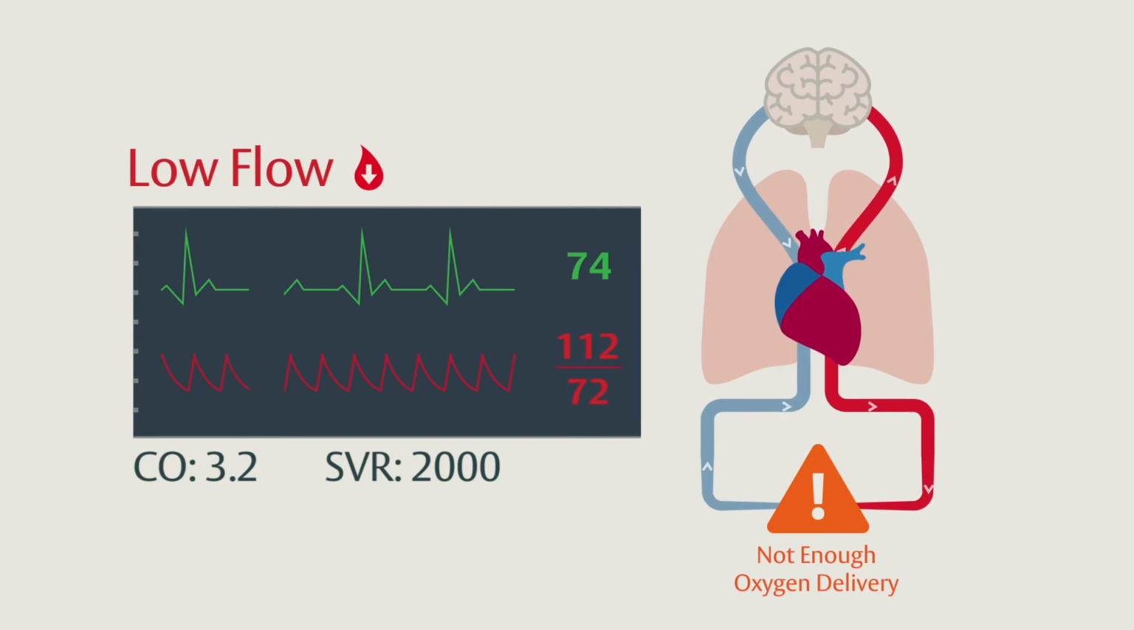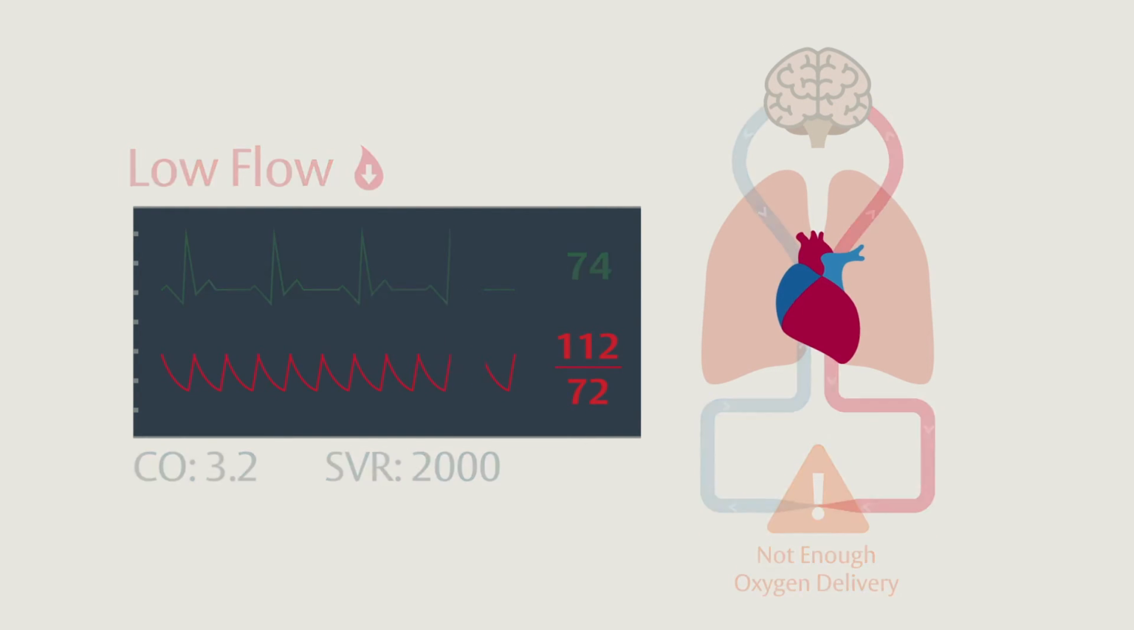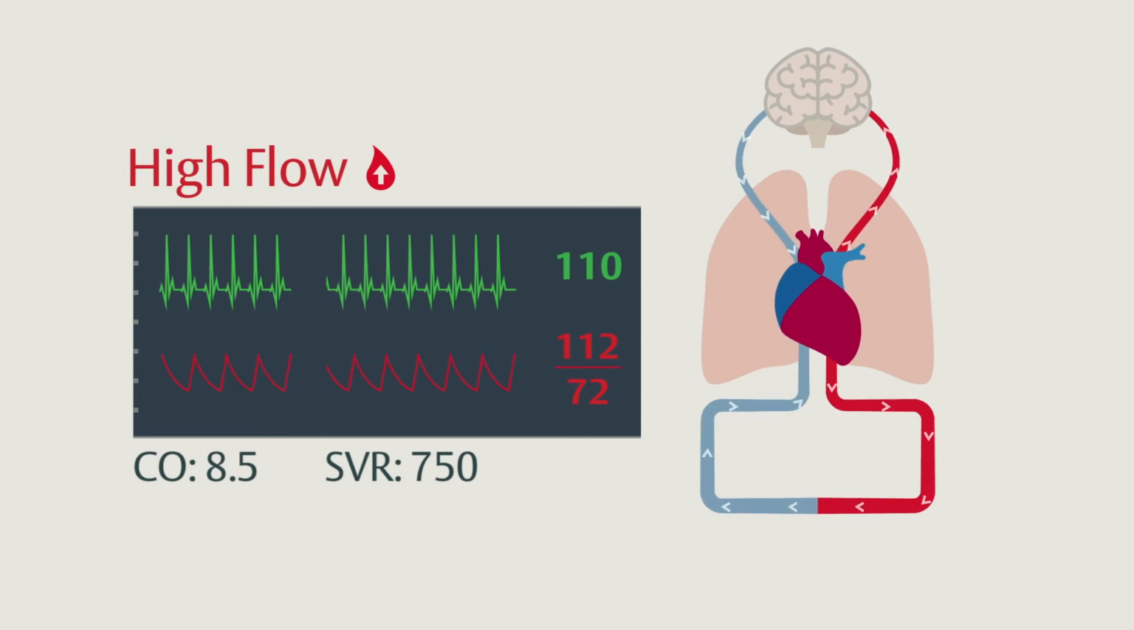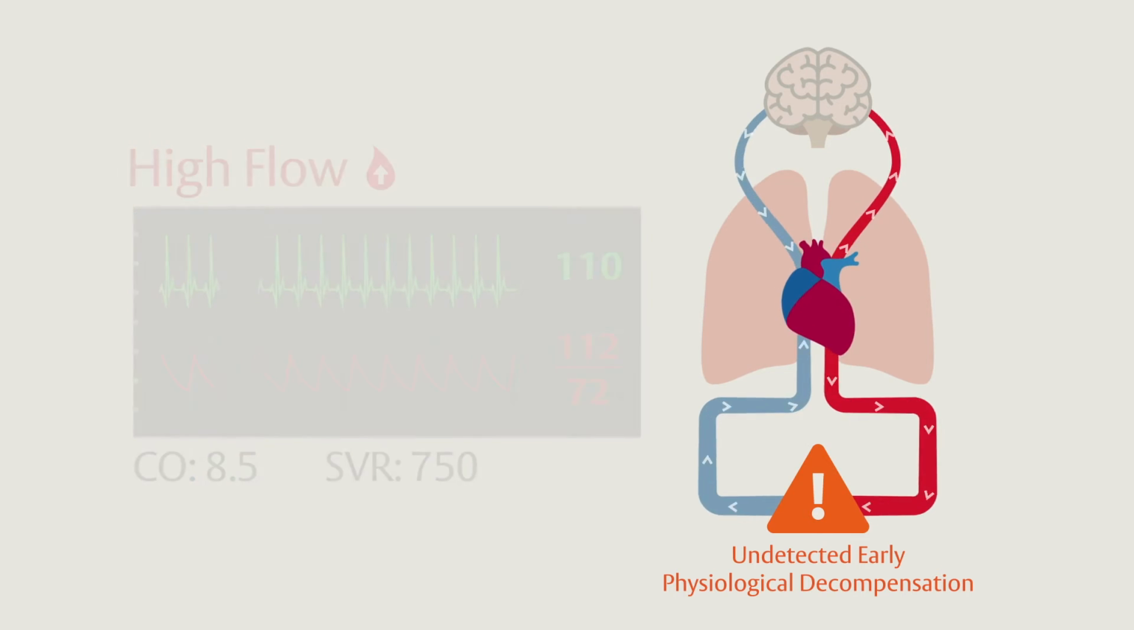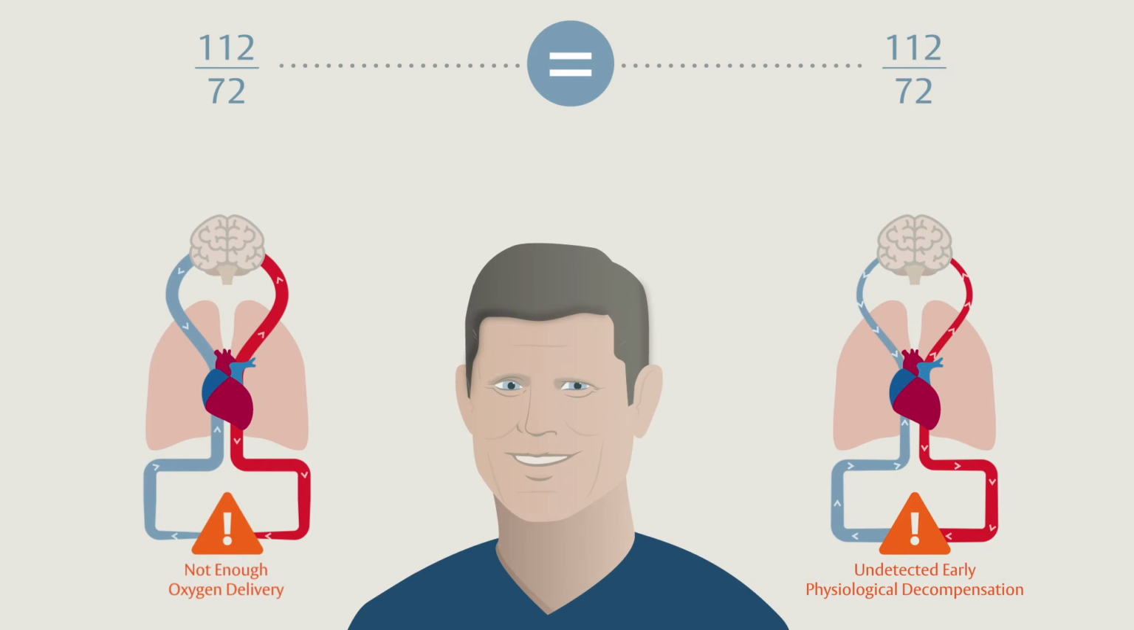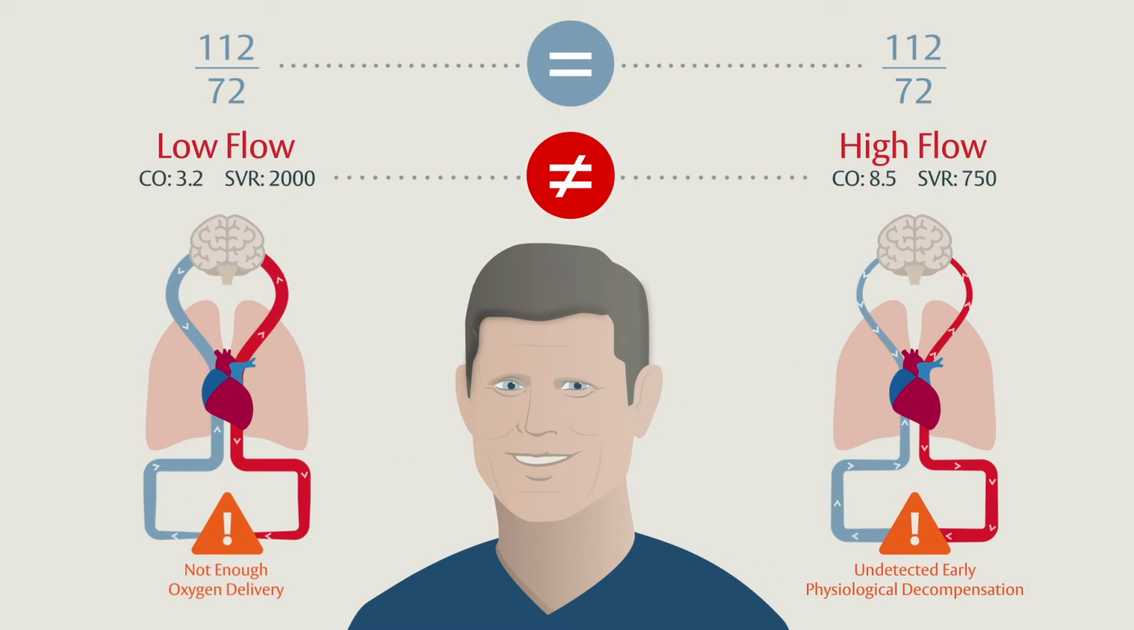Conversely, in high flow states, such as gram-negative sepsis, hyperdynamic patients could have a normal pressure that is the result of supraphysiologically high cardiac output that is in response to very low SVR. As you can see, despite having the same blood pressure, the flow may vary quite a bit. That's a great example of how abnormal hemodynamic conditions could be missed if only blood pressure is measured.